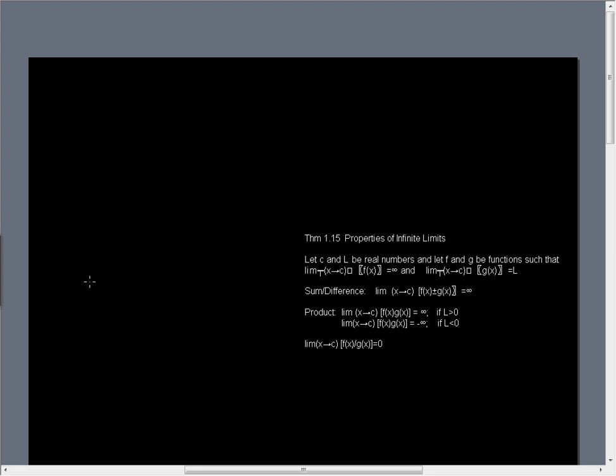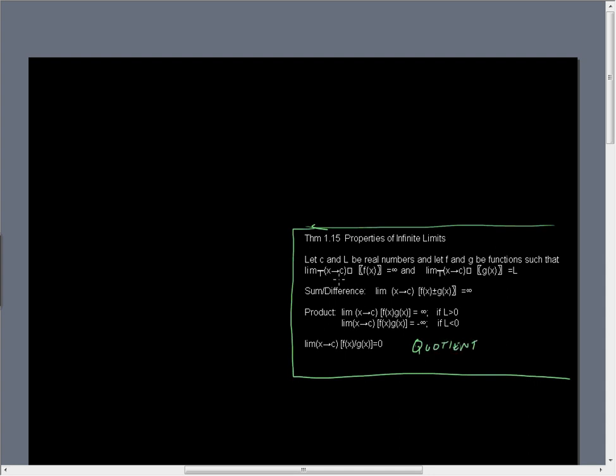This little mini lecture has to do with the properties of infinite limits. As you can see, I've got just a few little properties here. A commonality among these things like limits, infinite limits, derivatives, integrals, you're going to see a lot of this sum and difference, product, and quotient. This down here should have been labeled quotient.